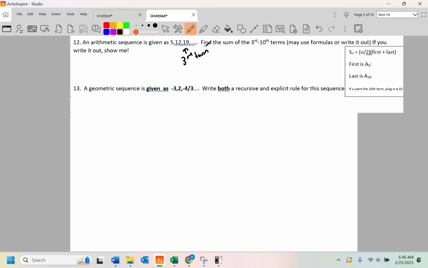You may use formulas or you may write it out. If you write it out, just show me. I'll do it both ways. So I'm going to do this first with formulas.